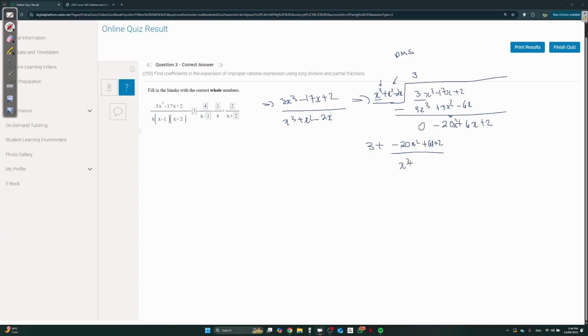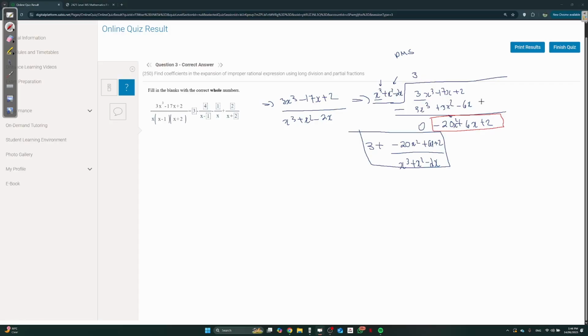X cubed plus x squared minus 2x. So this is after you get long division. Again, if you don't know what I just did, I did long division and I ended up with a remainder. You can't continue dividing if the power here is less than the power here. You can't. There's no way. What are you going to multiply x by to get something with x squared? Right? You can't. So this is your remainder.